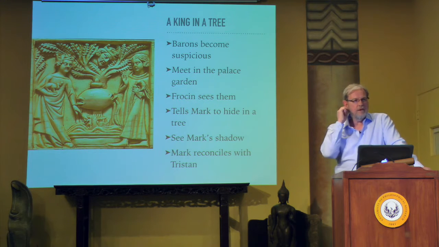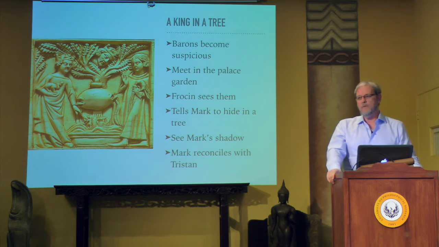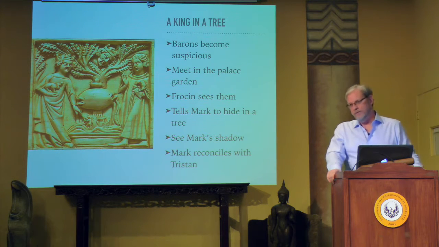All right, so the men start to see what's happening, the barons, and they convince Mark to kick Tristan out of the palace. So he goes away to a nearby town, but he secretly keeps meeting with Iseult in the palace garden, in fact. Now, there's a dwarf named Frochin who is kind of lurking around and sees what's happening. And of course, he tells the barons who tell Mark.